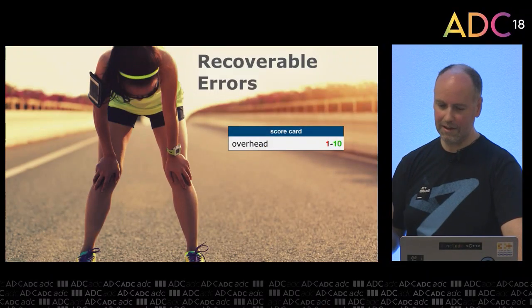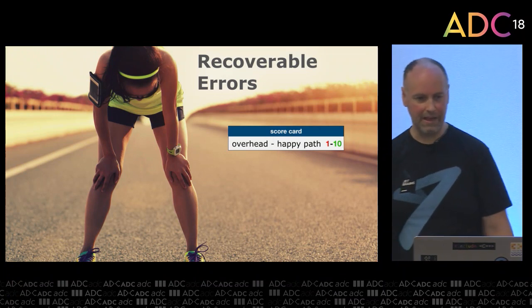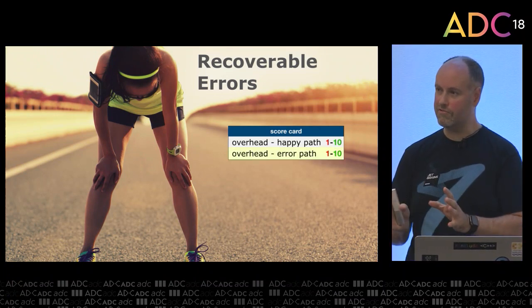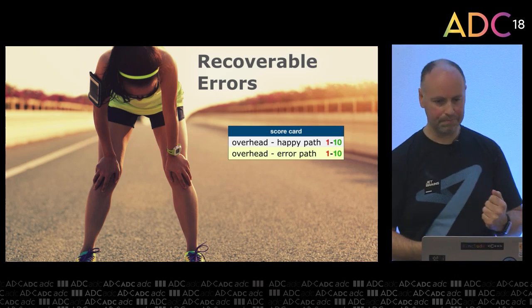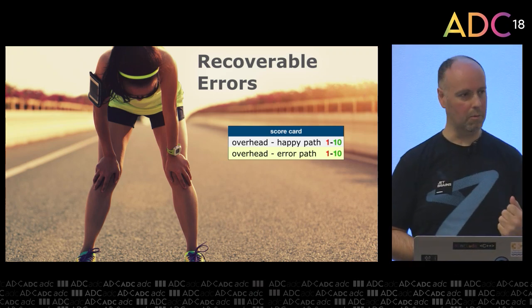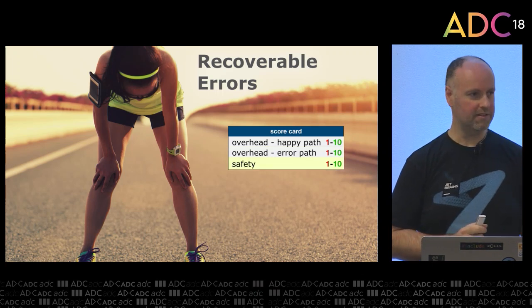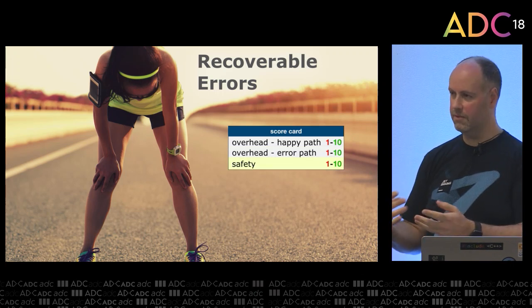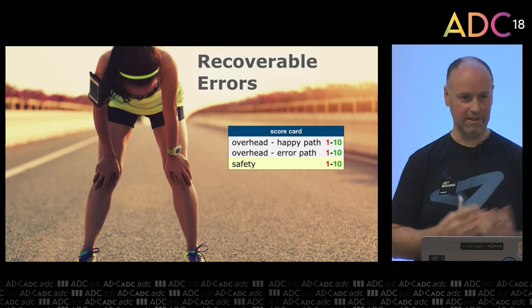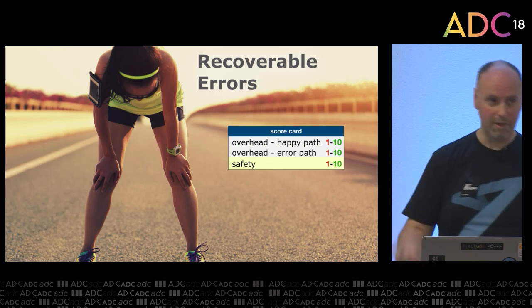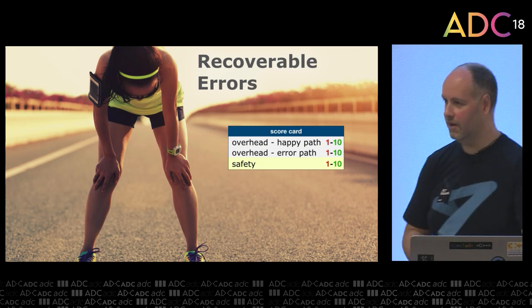And we also want to separate out the overhead between the happy path and the error path, because they can often be different and have different implications, which is why we are where we are with exceptions. But also want to look at the safety. So this is how hard it is to use or misuse a particular feature to get the right result. If it's hard to use, then you're more likely to make mistakes and you're more likely to end up in the bugs camp.